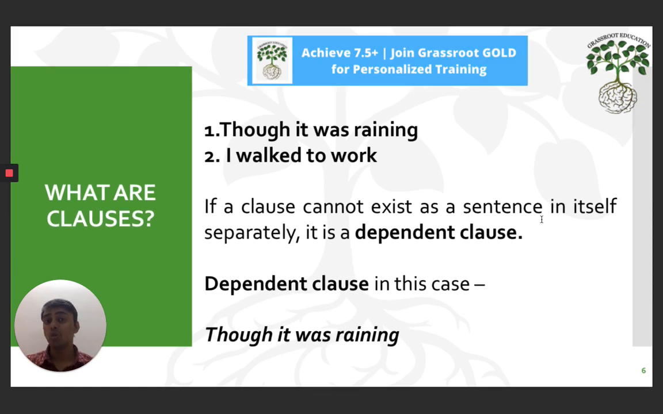Check the other one, though it was raining. I cannot simply say though it was raining and stop. I can't put a full stop, can I? Because it's incomplete, right? You need something else. Therefore, that is your dependent clause. Now, why is it called dependent clause? Because it is depending on some other clause for completion. That's why. The other clause, I walk to work, this is an independent clause because it can exist independently. Okay, simple concept of dependent clause and independent clause.